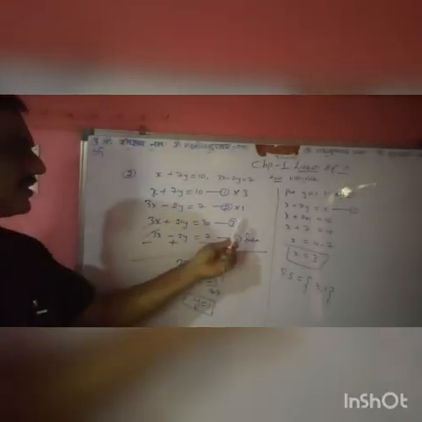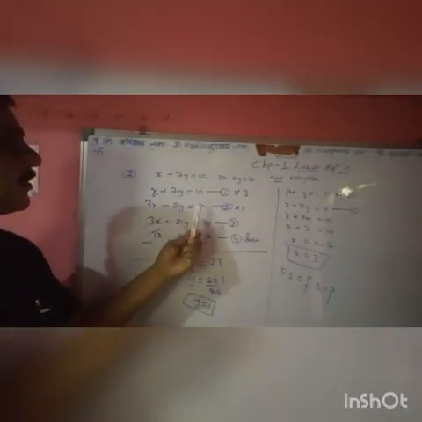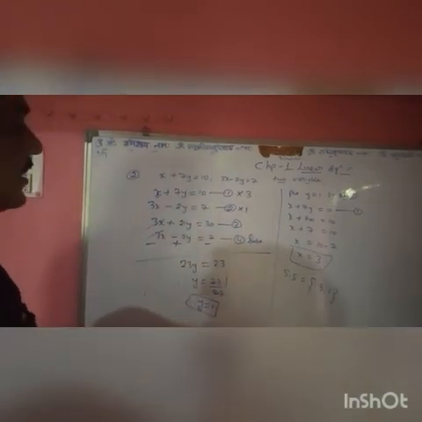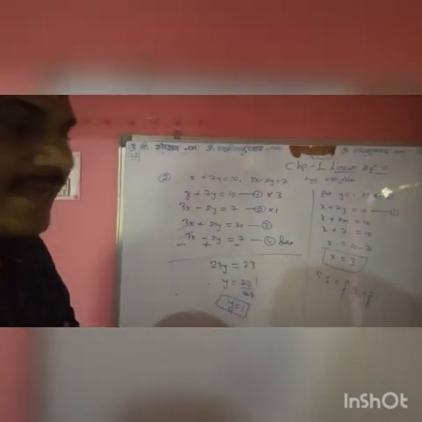I hope you have understood. In this type of simultaneous equation, what we have done is we have made it equal. How to make it equal?